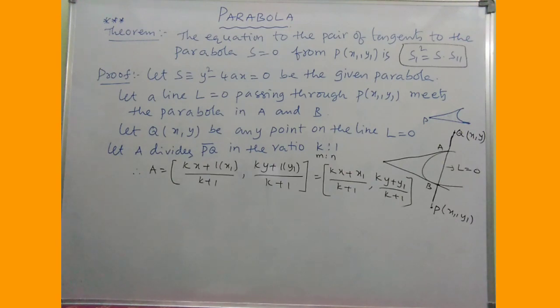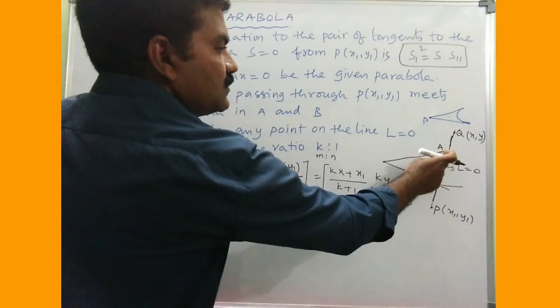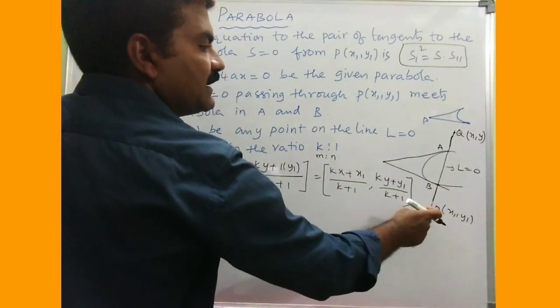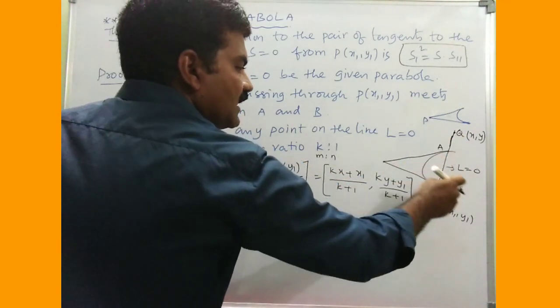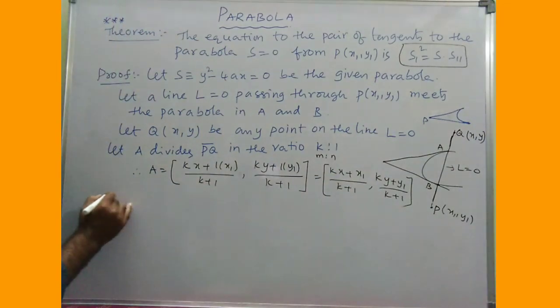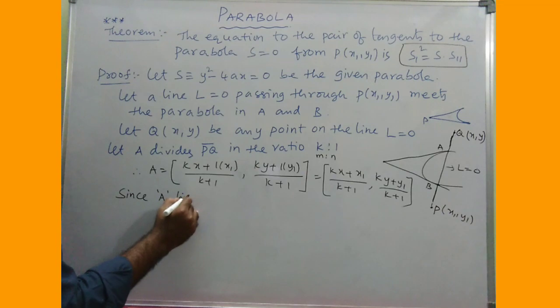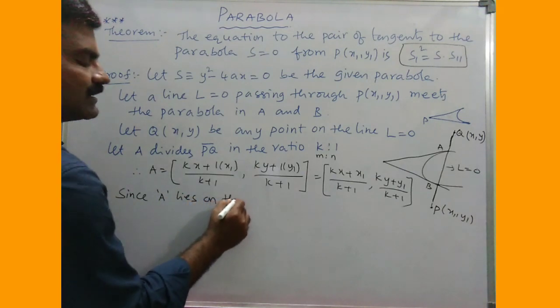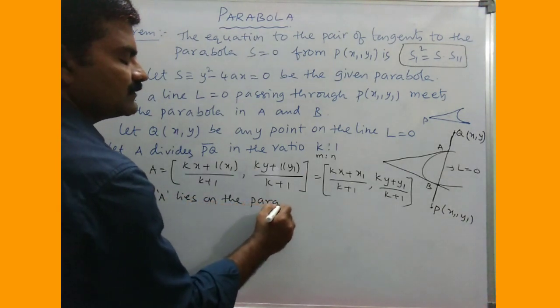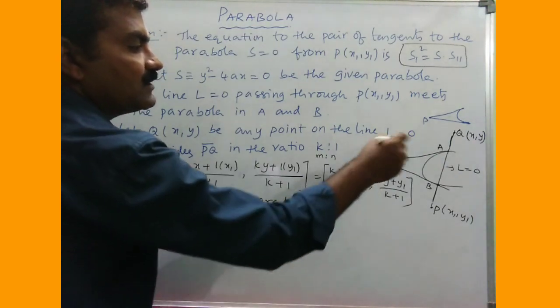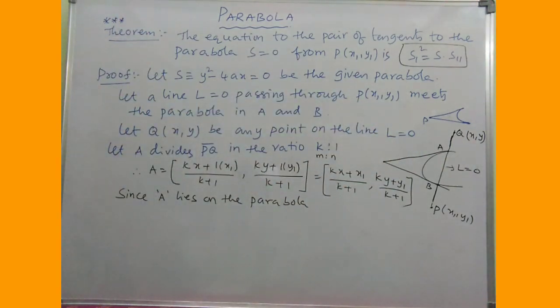But you know where A lies? A is not only a point on the line, my dear. A is also a point on the parabola. So since capital A lies on the parabola, even it is also a point on the parabola. Hence it should satisfy the equation of parabola, right?